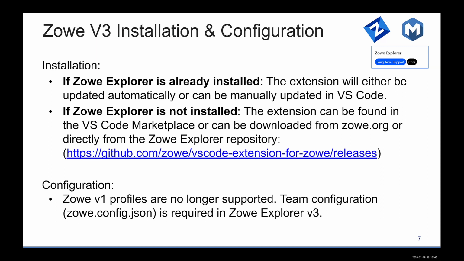Now, in terms of configuration, of course, the most significant change from v2 to v3 is that in v3, Zowe v1 profiles are no longer supported. And to clarify, if your Zowe CLI or Explorer profiles are a collection of YAML files, that means you'll need to upgrade to the configuration format introduced in v2, known as team configuration or team config, in order to run Zowe Explorer v3. And you'll know that you have a team config if there is a zowe.config.json file in your Zowe home directory.